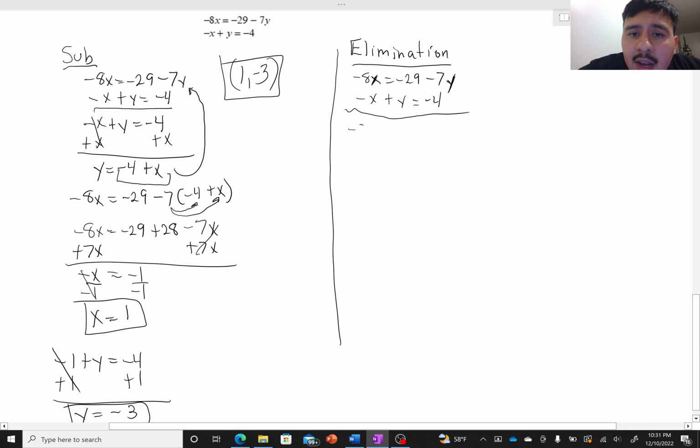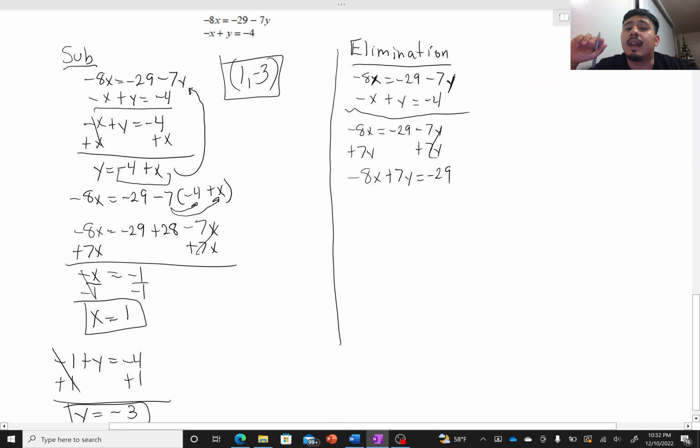I have negative 8x is equal to negative 29 minus 7y. To move the 7y to the other side, I'm just going to do plus 7y on both sides. The 7y's get canceled out, and I end up with negative 8x plus 7y is equal to negative 29.